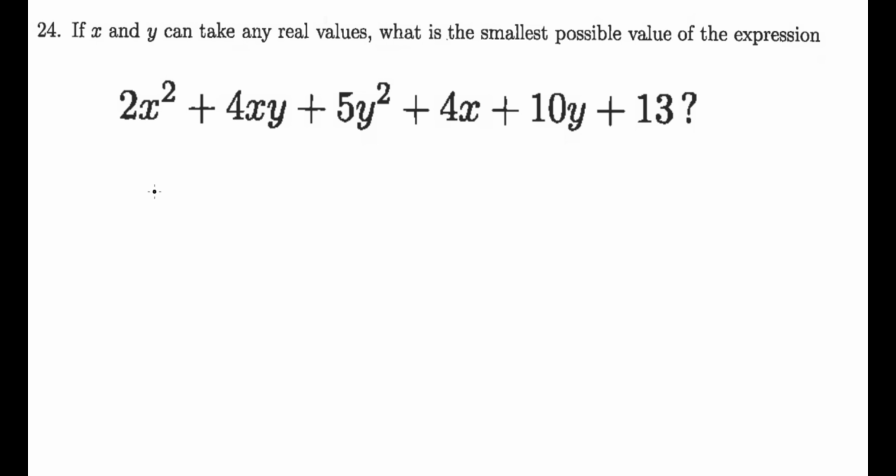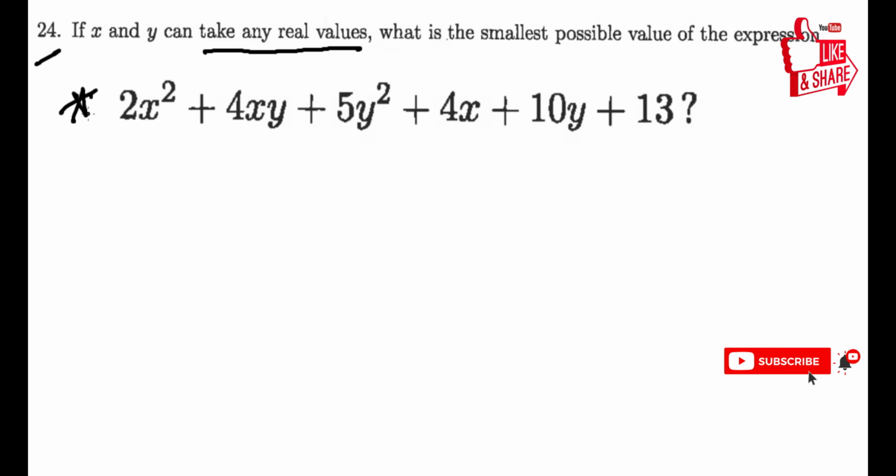Question number 24. What the question says: if x and y can take any real values, what is the smallest possible value for this given expression? So we need to find the smallest value. First things first, let's start the solution.